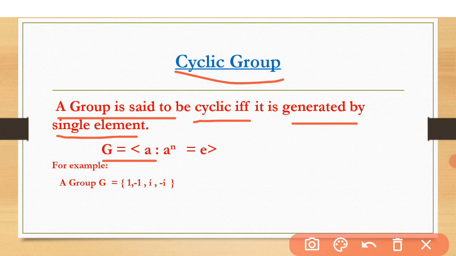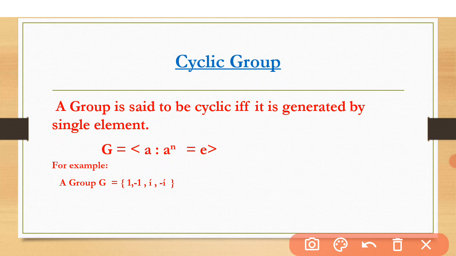A group generated by a such that a raised to power n is equal to identity, and its nth power means that the number of elements is also n. So n means it contains these elements, and its last power gives us identity. For example, by an example you can easily understand.